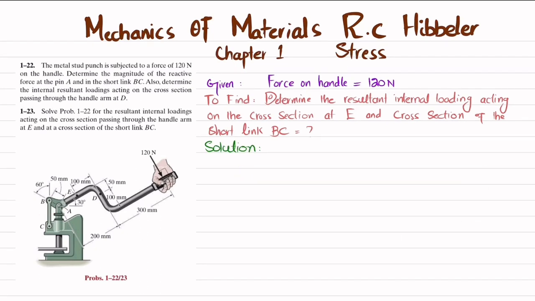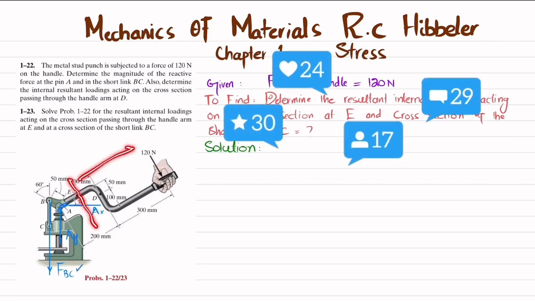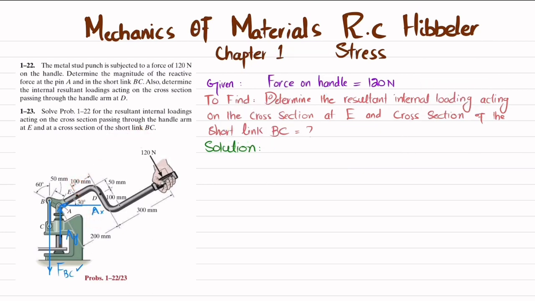The first step is that if you remove this link at point B, you replace it with a reaction force, and the reaction force that the link applies at point B is equal to FBC. And when you remove the pin support at point A, you will have a horizontal reaction force AX as well as a vertical reaction force AY. We will find only FBC, because we will then work on the right-hand side of the problem.